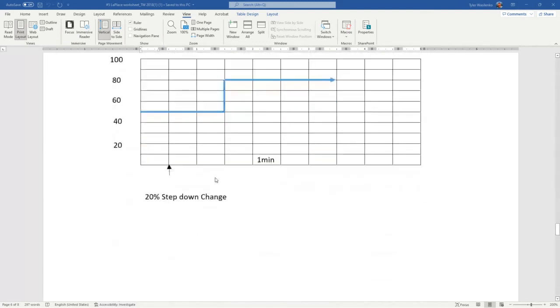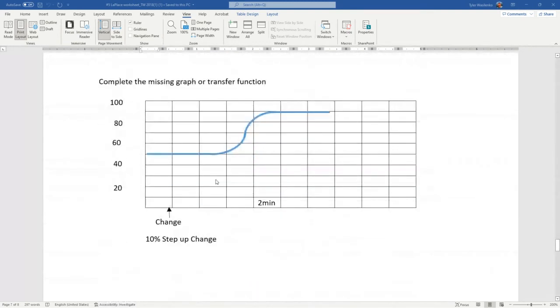Okay, let's move to another example. This will be first order plus dead time. This is the culmination of all the previous process types and all the math combined. So again, looking at the question, we have to decide what they're asking us for. We are given the output graph in this case, so we have to find a transfer function.